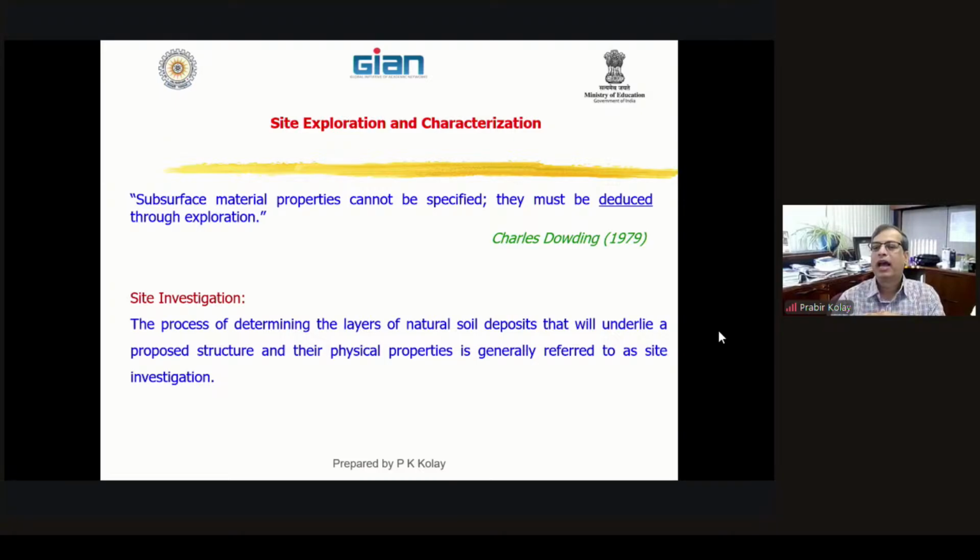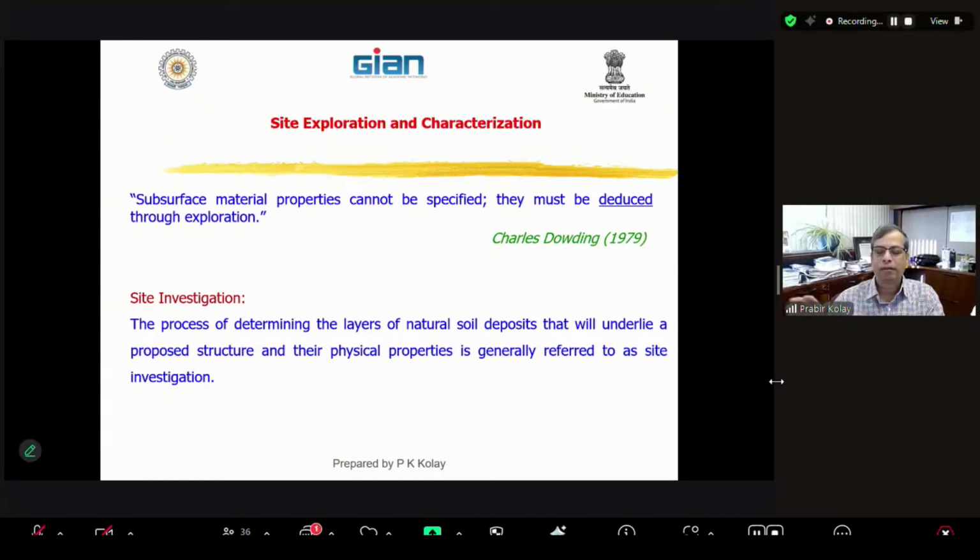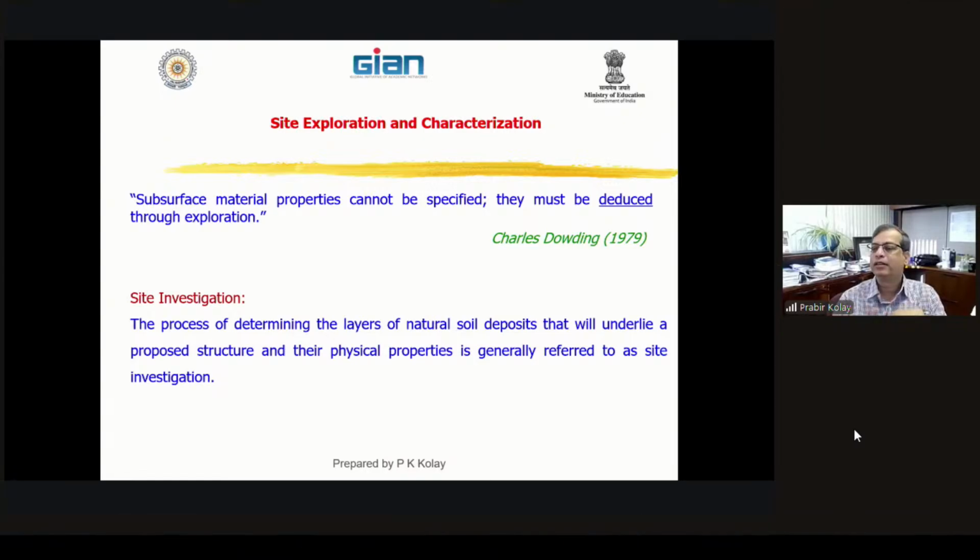It may be physical weathering, chemical weathering, or physical and chemical weathering processes, and then the different transporting. So there may be transported soil and residual soils, and these are formed over millions of years. So we really don't know what type of soil is below the ground. So when you construct any structure on any soil, we need to know what type of soil is there. Okay, so that's the thing you need to understand.